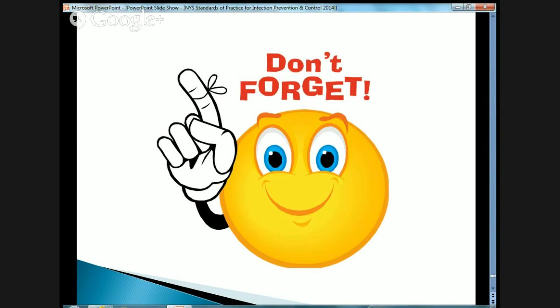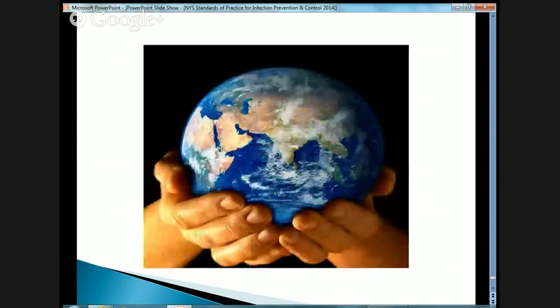Don't forget, the world is in your hands, and so is hand washing. And on that note, I love it. The test is in the back. Correct it. 80% or better, 16 out of 20. It's yours.